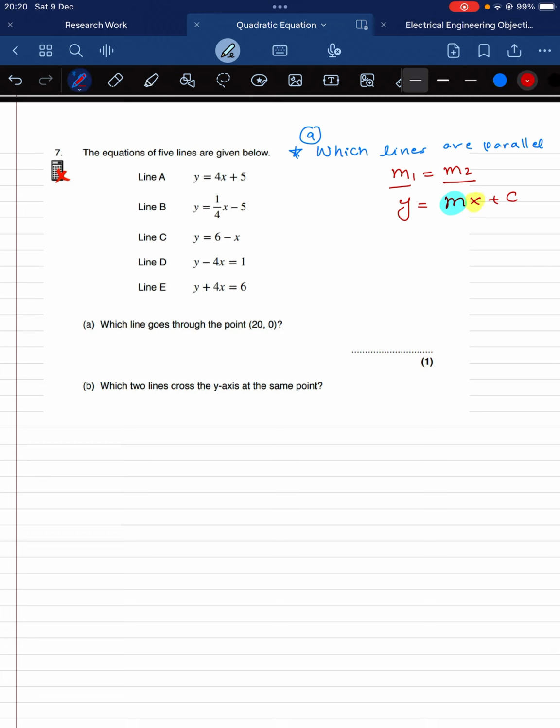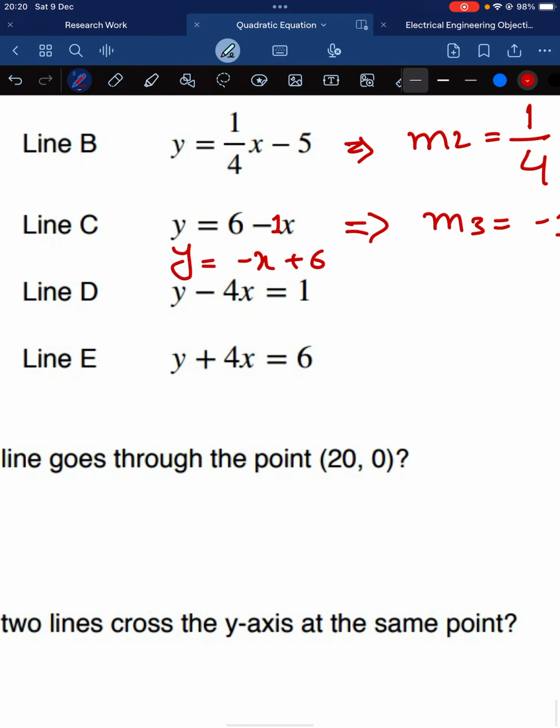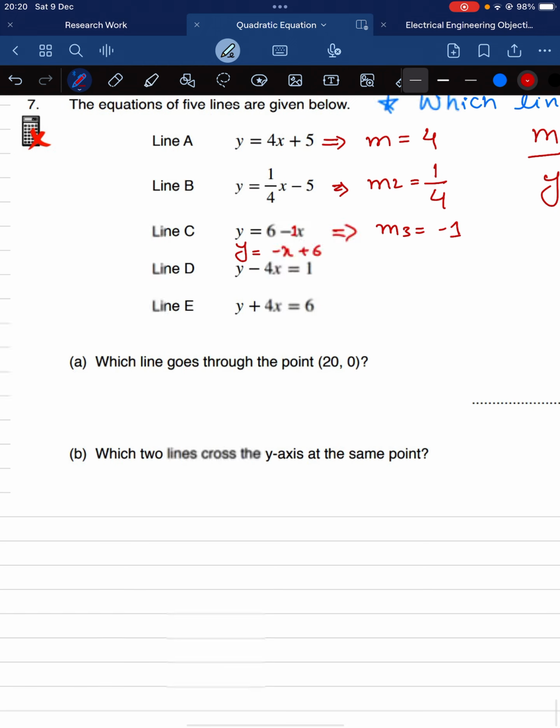Let's say the slope of the first line is 4 and the slope of the second line is 1 by 4 and the slope of the third line is minus 1, because this equation can be written like this: minus x plus 6, and with the x we have the minus 1. We have minus 1 with the x, that's why it has the slope of minus 1. And this line, it's not in the standard form, so first we will convert it into the standard form.